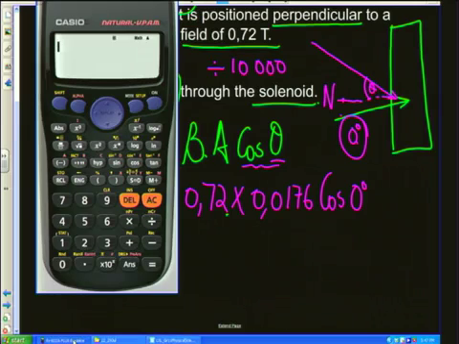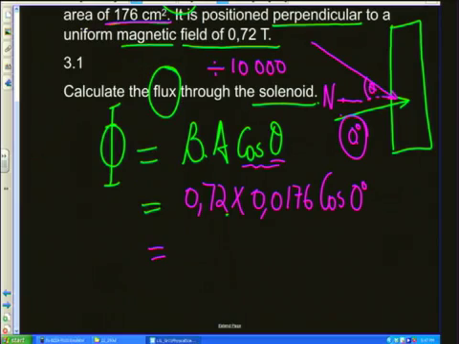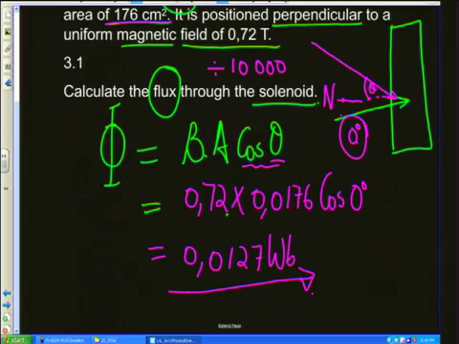This is going to be 0.72 times 0.0176 times the cos of 0. And the cos of 0, of course, is 1. So this works out to be 0.0127. This is measured in Webers. That's the answer there for your first question.